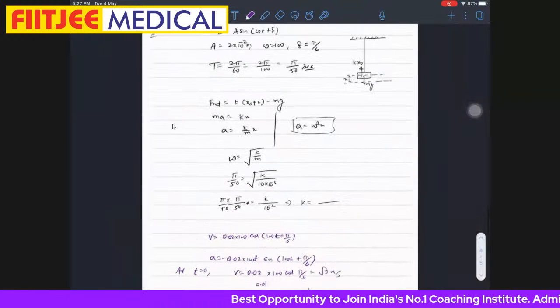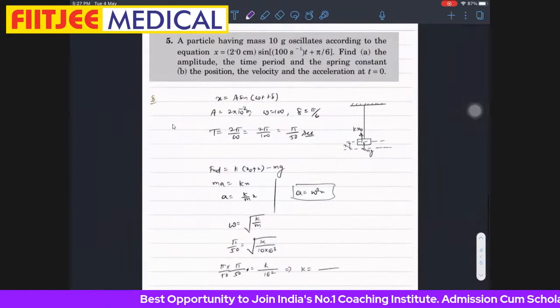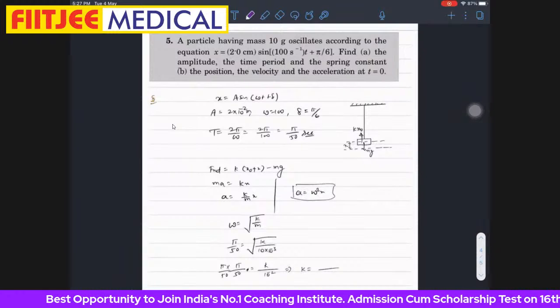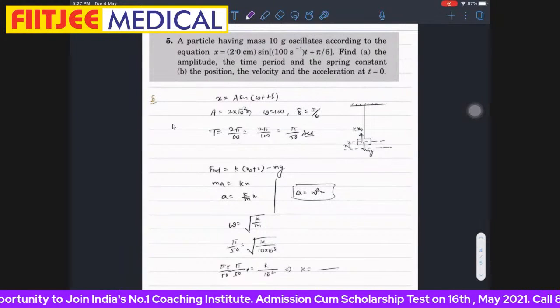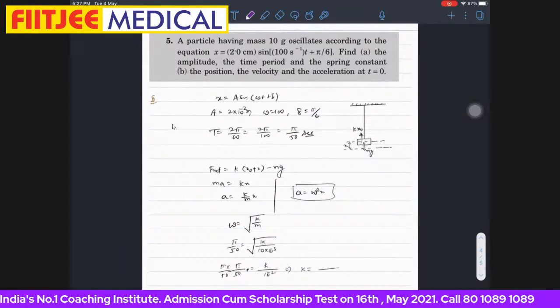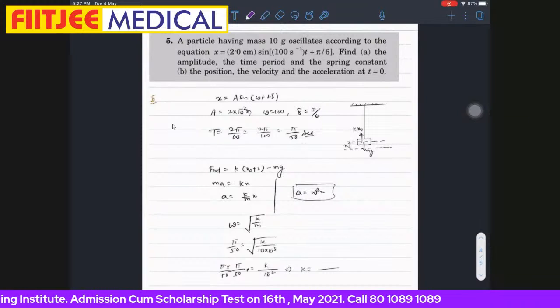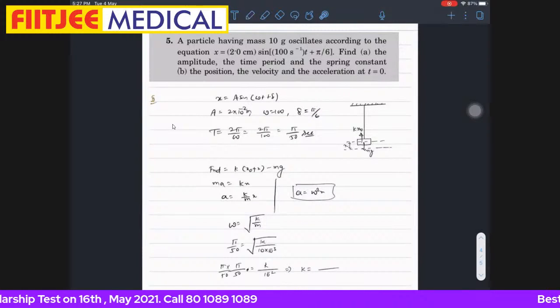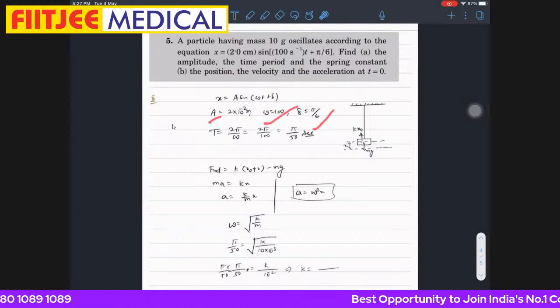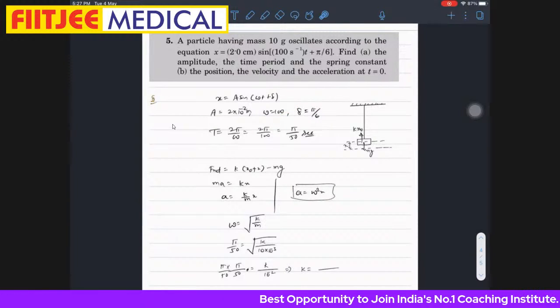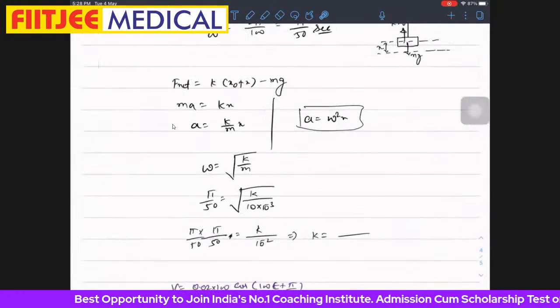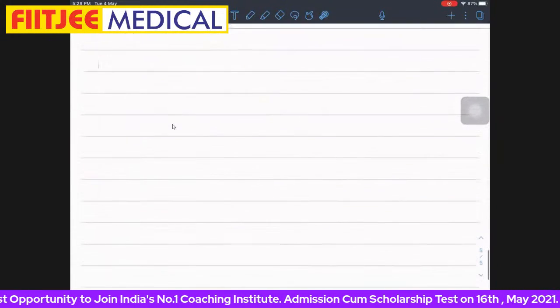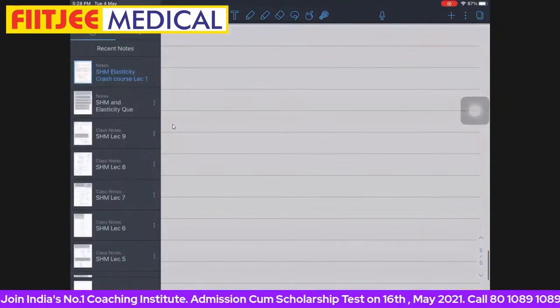See, these types of questions, how are we supposed to approach them? First we compare the given equation with the standard equation of SHM, x = a sin(ωt + δ). After comparing those equations, we'll get the different values. Unknown values we can find out by the remaining formulas and concepts. Let's take one more question, a little bit different one.